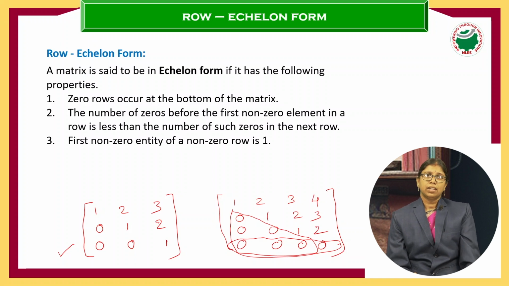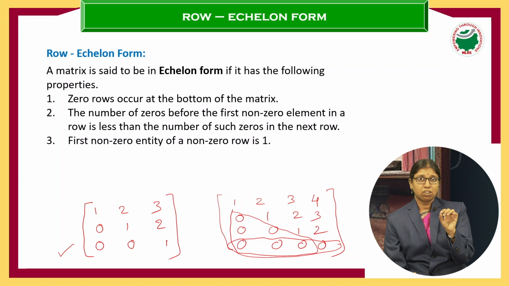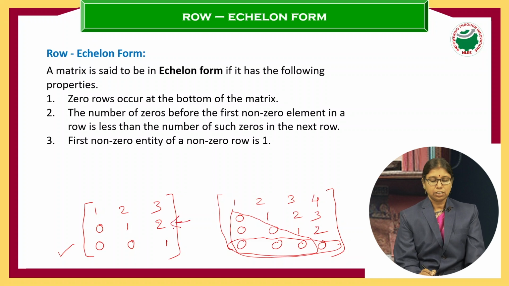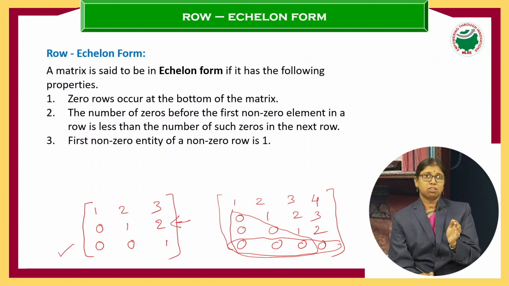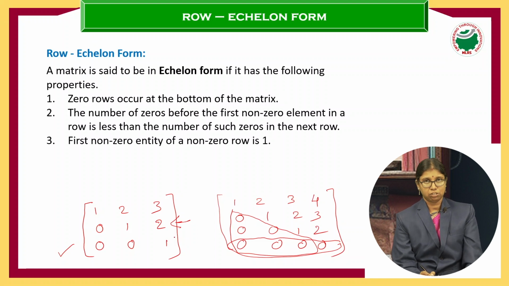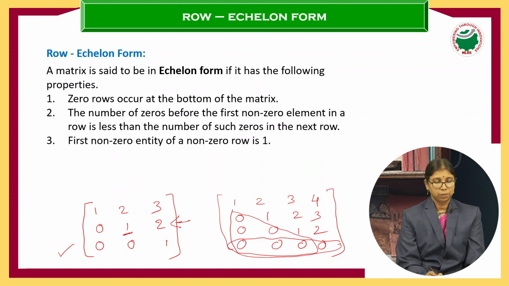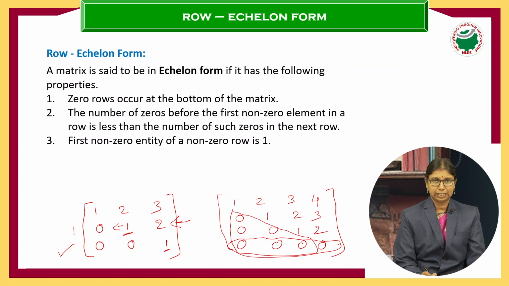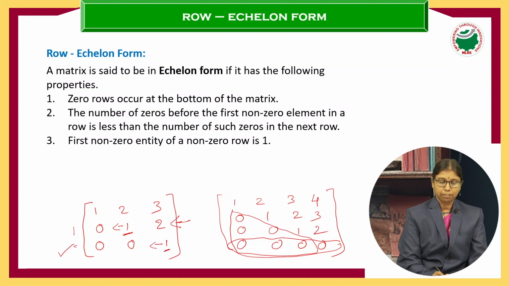Next, second condition: the number of zeros before the first non-zero value in a non-zero row must and should be less than such zeros in the next row. Suppose I am taking the second row. Your second row is a non-zero row. Before the first non-zero value, I have only 1 zero. Next, in the next row, this is our first non-zero entry, and before it I have 2 zeros. So clearly 1 is less than 2.